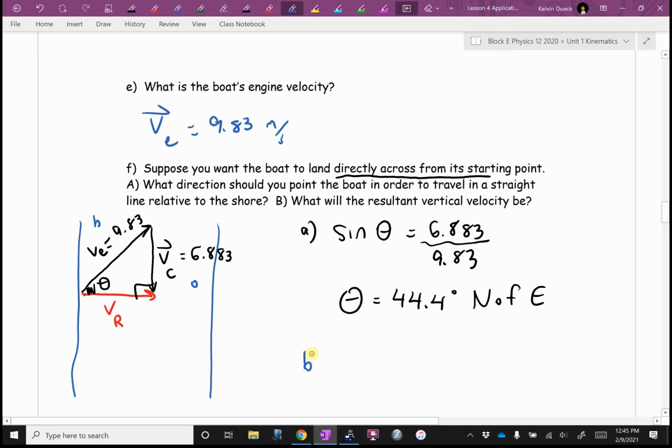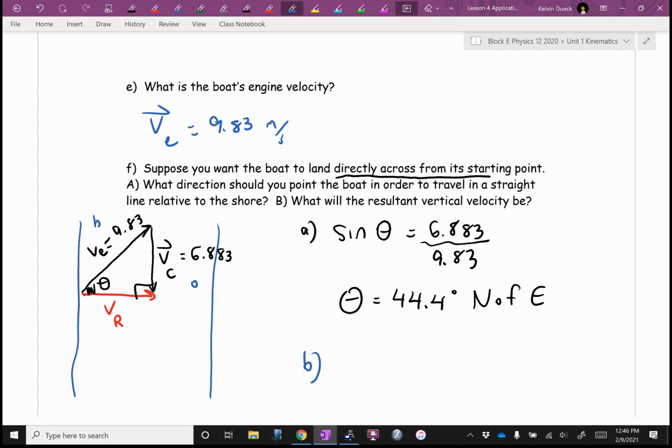B wants the resultant vertical velocity, the magnitude. It's going to be Pythagoras. I could do SOH CAH TOA trig using my angle from part A, but why would I use an answer to find an answer? Although, no matter what, we're using answers to find answers, so maybe I should just say, do it in the shortest way possible. For me, I can do Pythagoras in my sleep. But because it's not a hypotenuse, it's not going to be 9.83 squared plus 6.883 squared. It's going to be 9.83 squared minus 6.883 squared, square root.